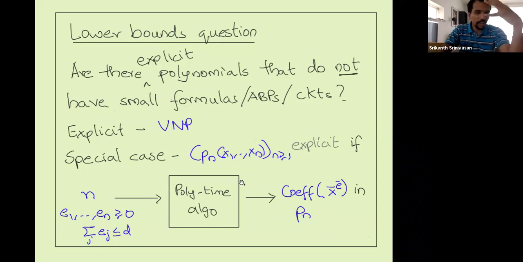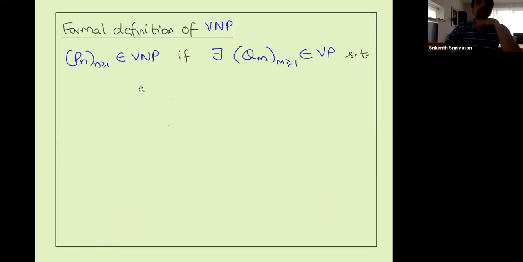So in order to make both of these requirements come together, we have to look at the formal definition a little bit. Let me flash that formal definition and soon conclude. A polynomial sequence Pn is said to be in VNP if there is a different polynomial sequence Qm in VP such that Pn can be written in terms of Qm in some way.